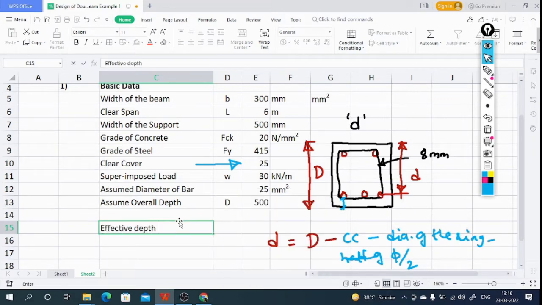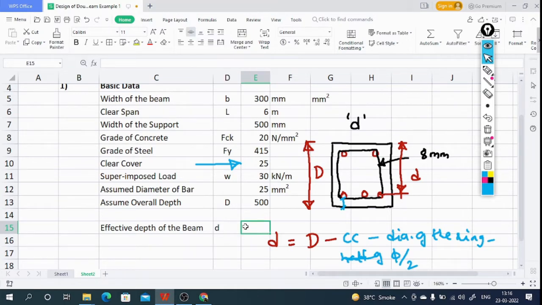Effective depth of the beam, it is indicated by small d. Here I am inserting the formula equal to. Whenever you are inserting a formula in the cell, it has to start with an equal to sign. Equal to capital D, that is E13, minus clear cover, that is E10, minus diameter of the ring.